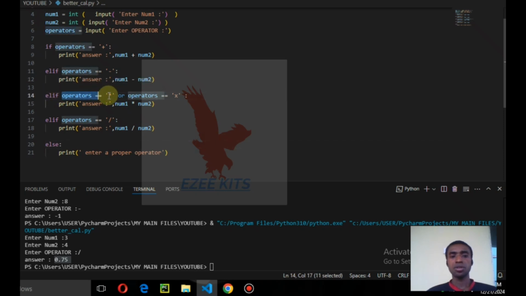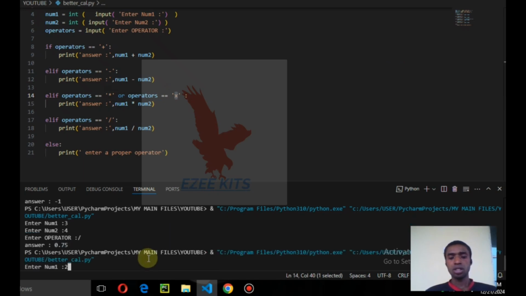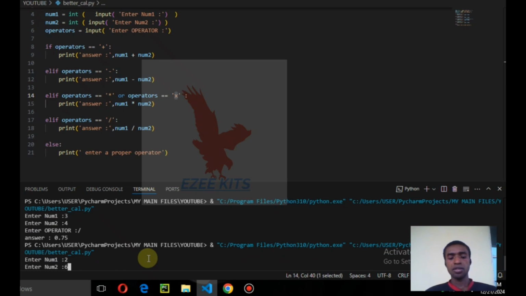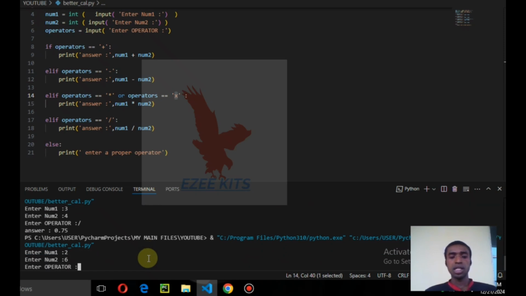If the operator is equals to asterisk, or the operator is equals to x, because we know that most of us are used to this x. Let me run it. You see that it's going to run. Let's say 2 times 6, which we know is 12. Let me enter the x instead of the asterisk. Earlier we were using asterisk, so let me use the x.